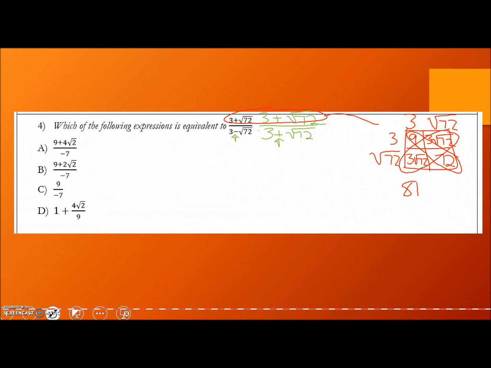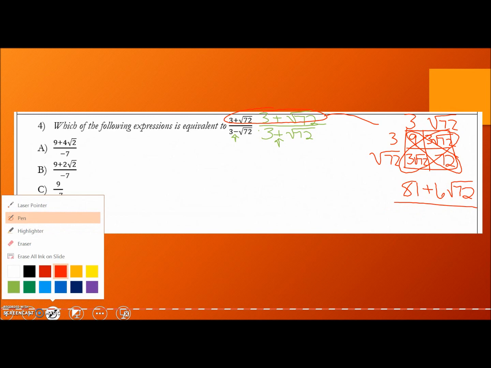And then this diagonal will not cancel because they aren't conjugates, because it's the same sign, not opposite. So I actually have to add the outside. So I add the 3's on the outside, and that gets 6. And then you keep the inside the same. So that's the top of the fraction.